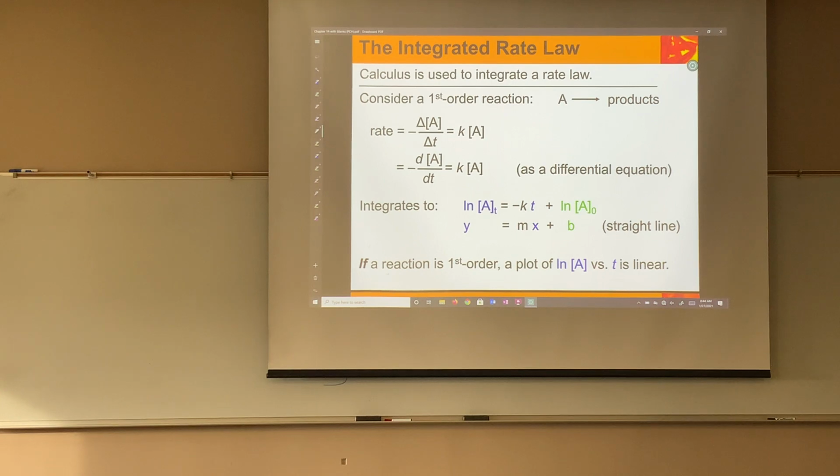That's not too scary, right? Just here's a concentration, let the reaction run for some given amount of time, and then we can back out the concentration after that time is done. Good? All right.